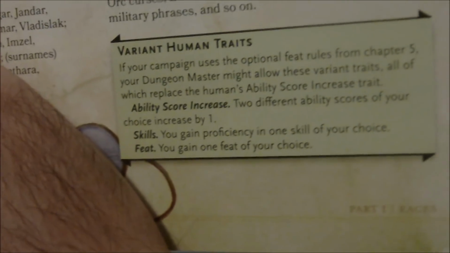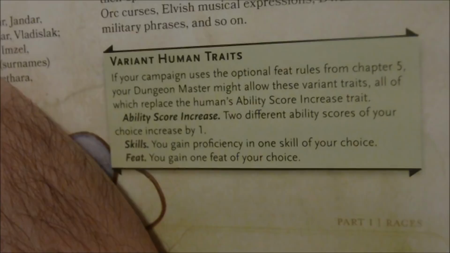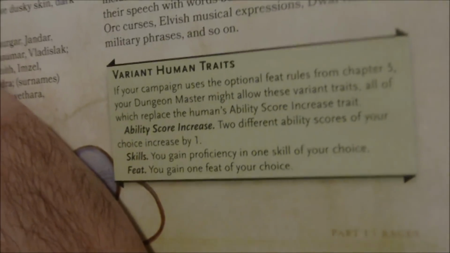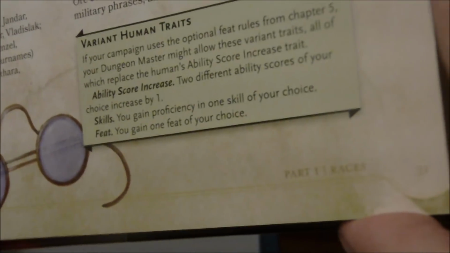So the variant human, 2 different ability scores of your choice increase by 1, and then you gain training in an extra skill of your choice, and you get a feat. So feats are not part of the default rules in 5th edition, so I'm not going to use them for this version, but like I said, I may look them over and see what we have for feats for our variant human, and go from there.